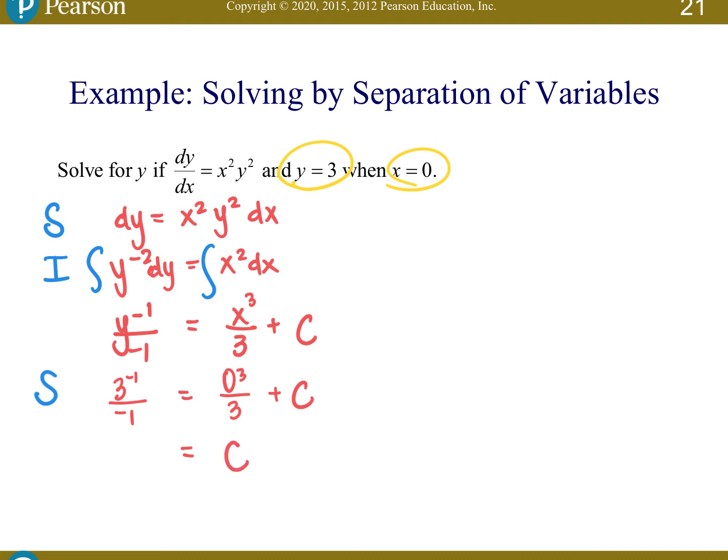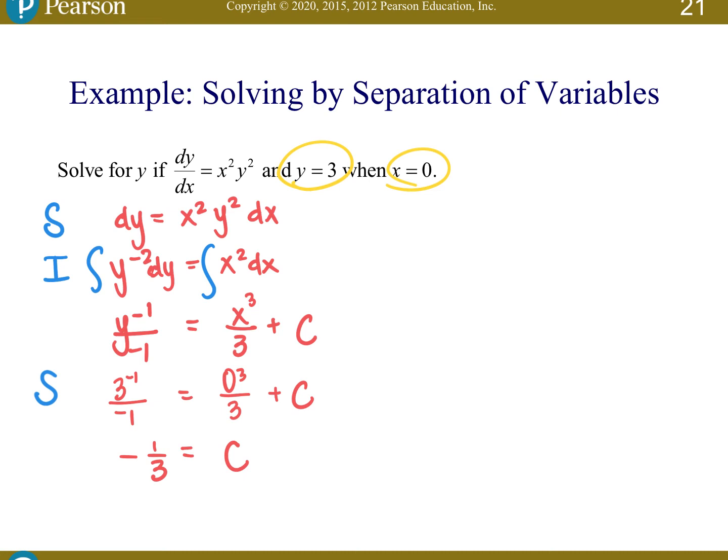Now 3 to the -1 divided by -1. 3 to the -1 is the fraction 1/3. And then divided by -1 means the answer is -1/3 for c. So separate, integrate, solve for c.